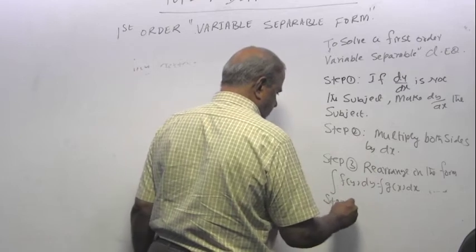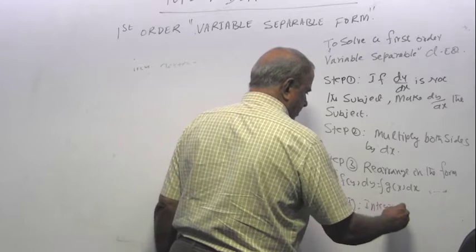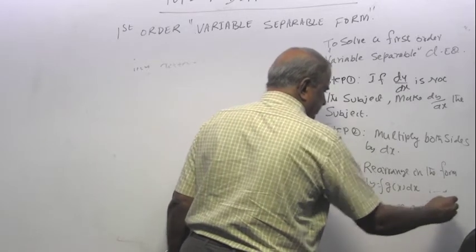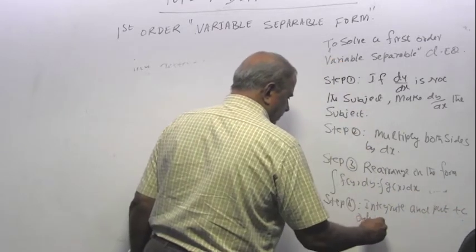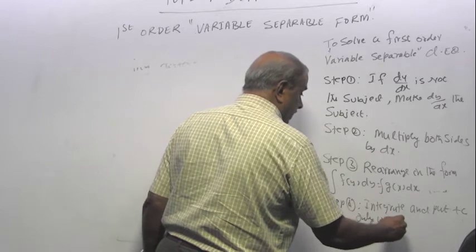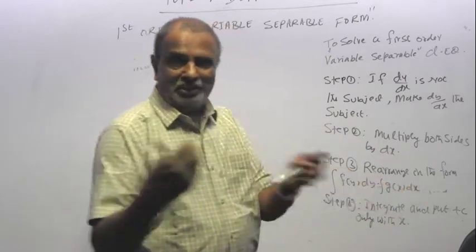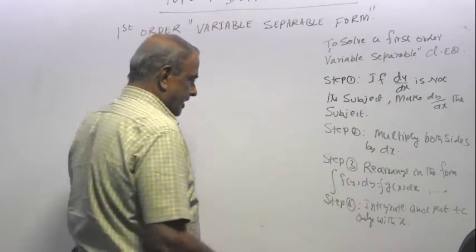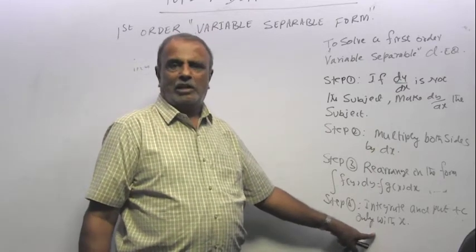Step four, integrate both sides, plus C only with x. You can put C1 and C2, you're welcome. But C1 is a constant, C2 is a constant, C2 minus C1 is also a constant. So leave it with x. And then this answer you get is called the general solution.